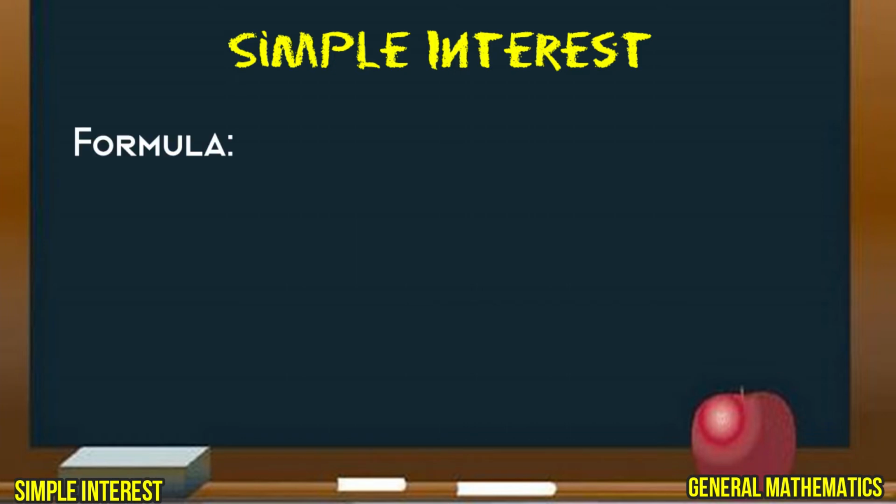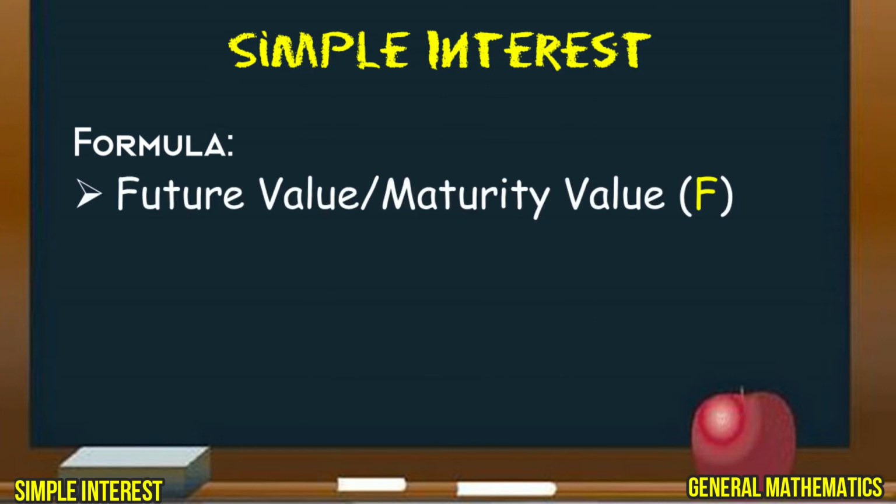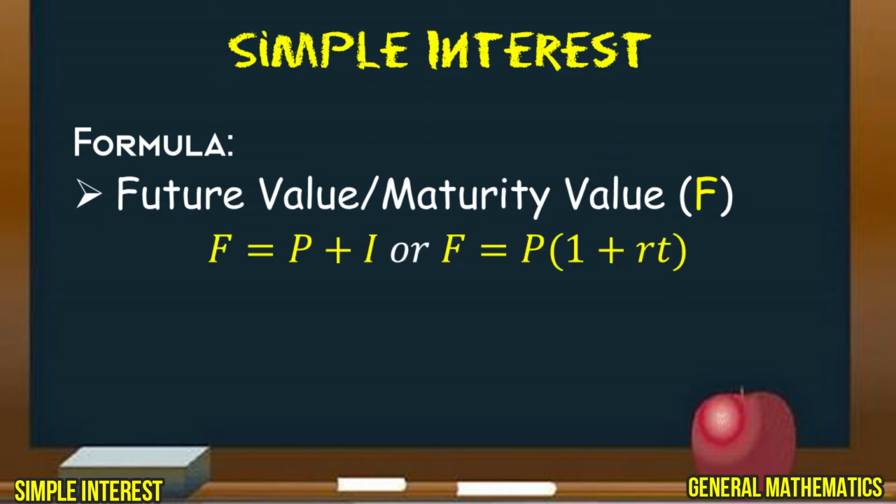So let's begin. To find the future value or maturity value denoted by a capital letter F, use the formula F is equal to P plus I, where P is the present value or principal and I is the interest earned. Or you may also use the formula F is equal to P times the quantity 1 plus RT if the value of interest is unknown, where P is the present value or principal, R is the rate of interest, and T is the time in years.